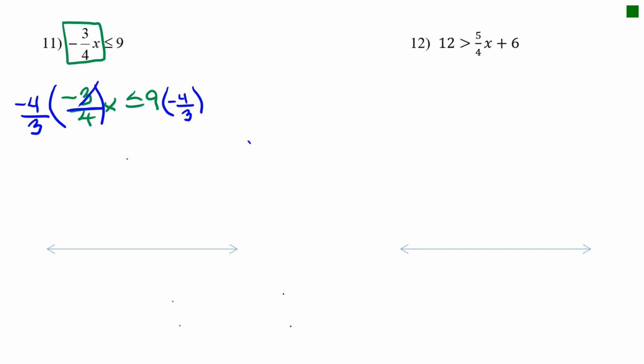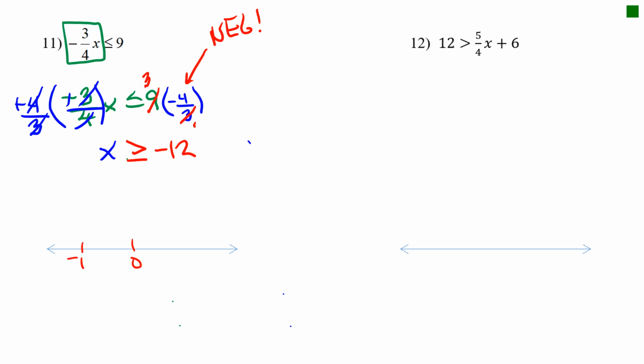When you do yours, cancel. The 3's cancel, the 4's cancel, the negatives also cancel. Now look. You multiplied by a negative number. And if you multiply or divide by a negative number, you flip the sign. 3 goes into 3 once, 3 goes into 9 3 times, so x is greater than or equal to negative 12. So negative 12 is over here, greater than or equal to is closed. I want the x is bigger. Bigger goes to the right.